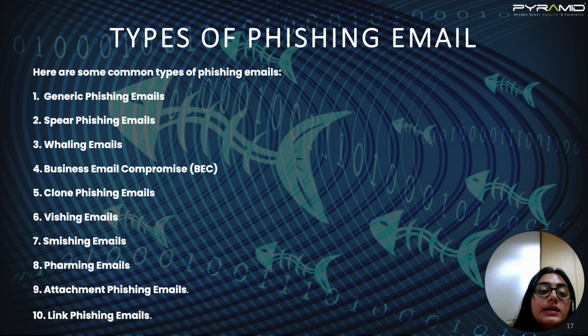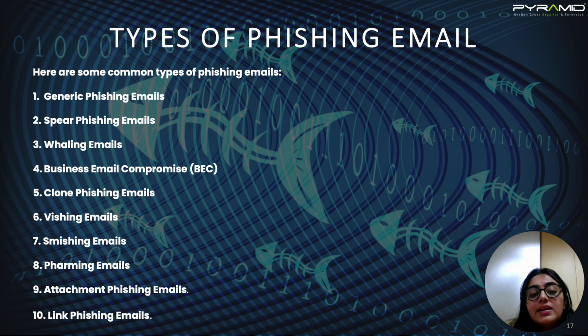Second, spear phishing emails. These emails often contain personal information to make them more convincing. Spear phishing emails are highly targeted and personalized. Attackers research their victims and craft emails that appear to come from trusted sources, such as a colleague, friend, or specific companies. Third, whaling emails. This is a form of spear phishing that targets high-ranking individuals within an organization, such as the CEOs or executives. The goal of this is to steal sensitive corporate information or gain access to financial resources.